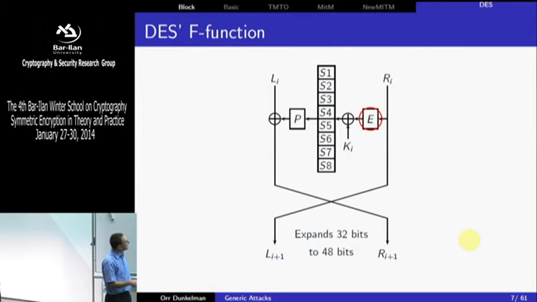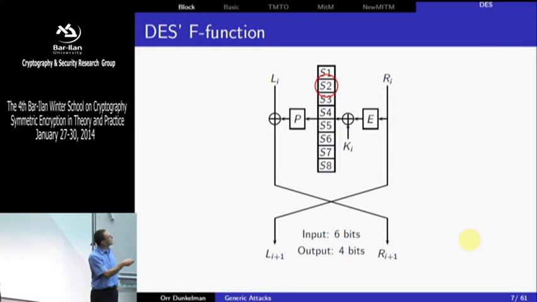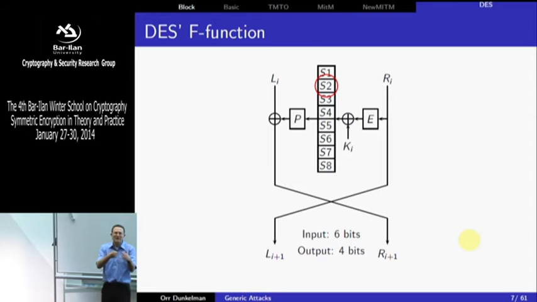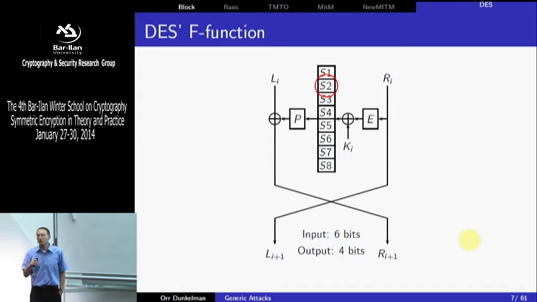Now, after the expansion, we have 48 bits here, we have 48 bits here. We can XOR them together to get the value here, which is then divided into 8 groups of 6 bits each. Try to keep track of the numbers, they are very, very important. If you miss me here, it's okay. 8 S-boxes, each accepts 6 bits of input, produces 4 bits of output. The S-boxes themselves are the non-linear component of the block cipher, of DES.